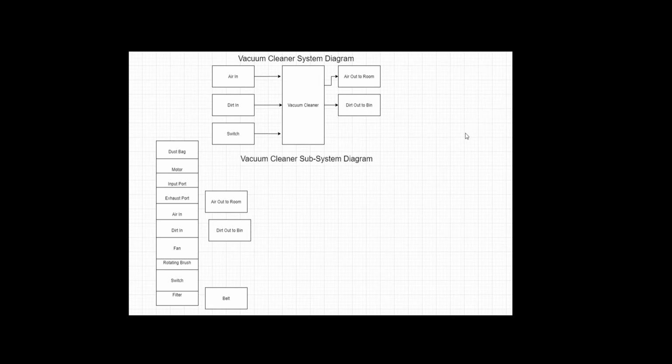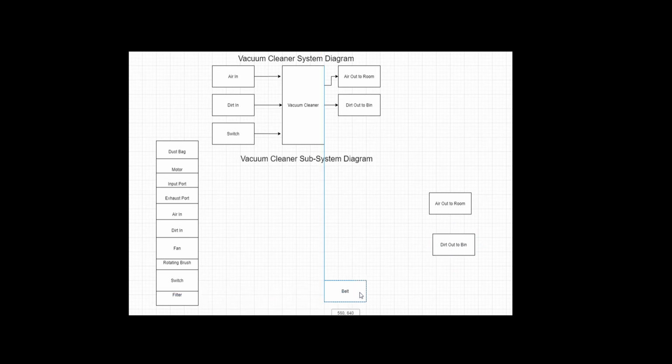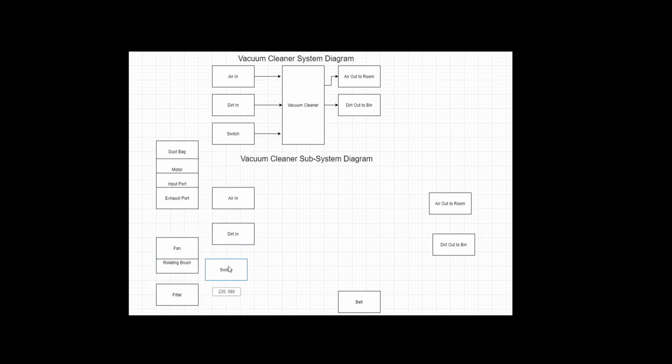With the subsystem diagram, you're looking at what happens in the middle. Right? So again, the air out to the room and the dirt out to the bin, they are still the outputs. So generally speaking, it's best to have them over on the right. The other parts we have to judge about and get them in the right place. Again, the air is going to come in on the left, and the dirt will be in on the left, and I guess we have the switch as well. So those three things are on the left.